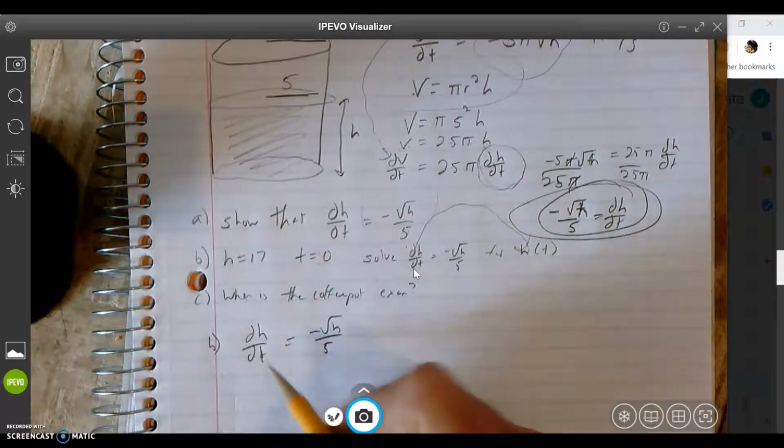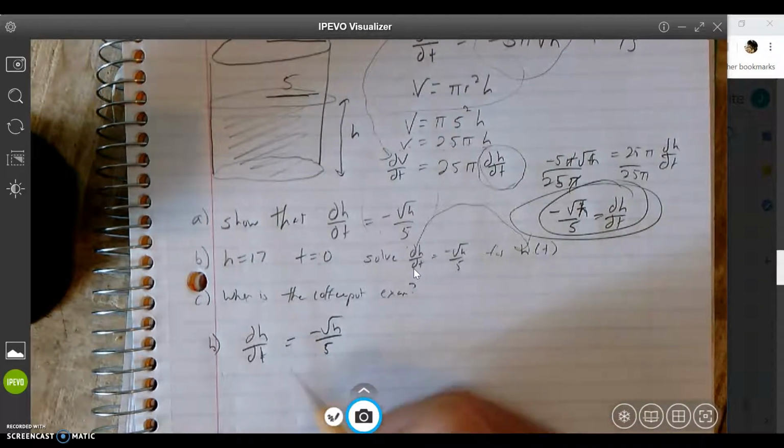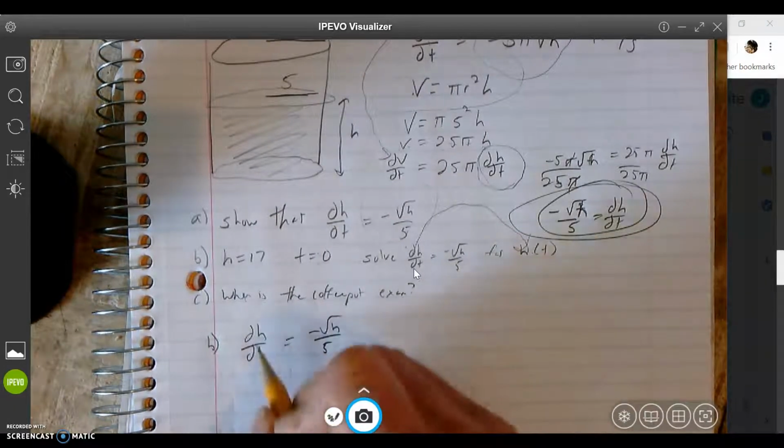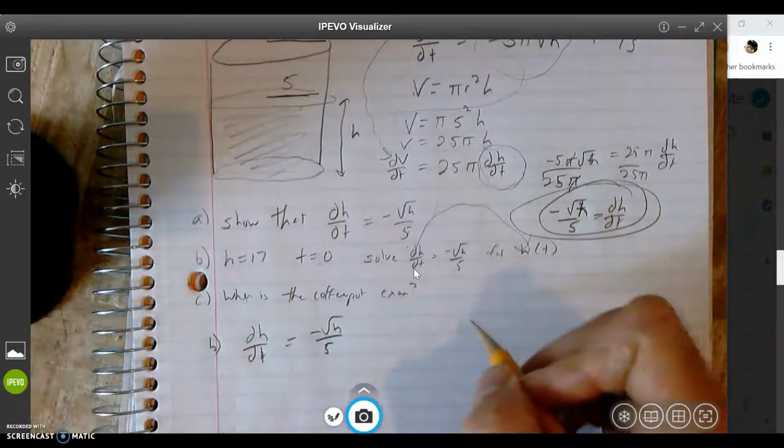I'm going to get the h's and t's together, because I need to find the antiderivative of all of this. So I need to separate first. Separate, integrate.